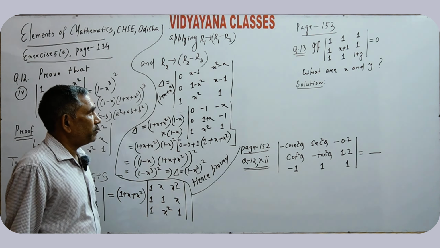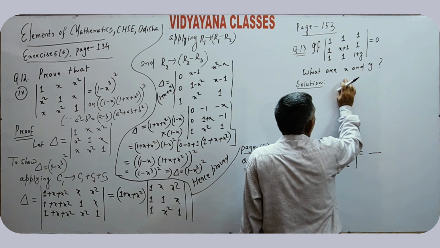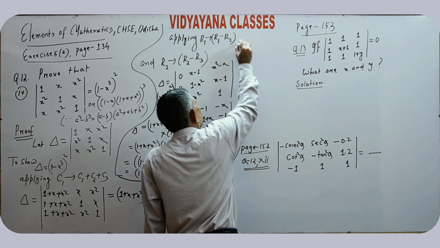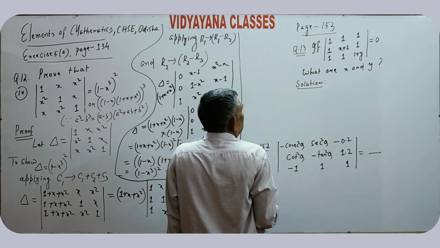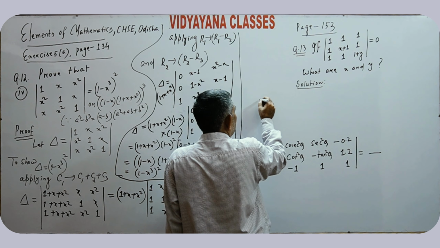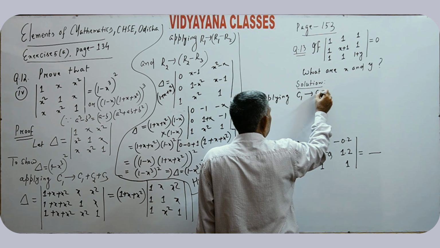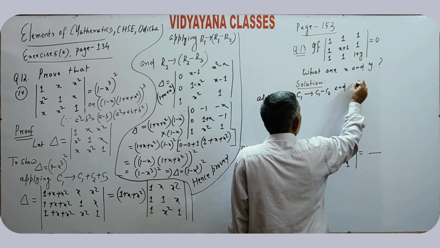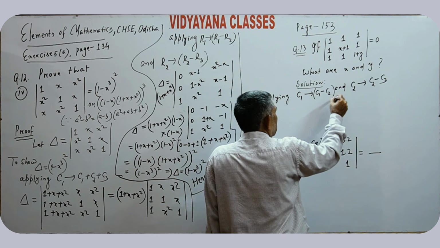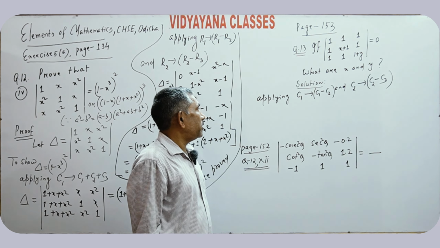Next, question number 13 and question number 12 are two short questions for 1 mark. If the value of the determinant is equal to 0, what are the values of x and y? Clear? One minus 1 0, 1 minus 1 0. So applying C1 is replaced by C1 minus C2 and C2 is replaced by C2 minus C3.